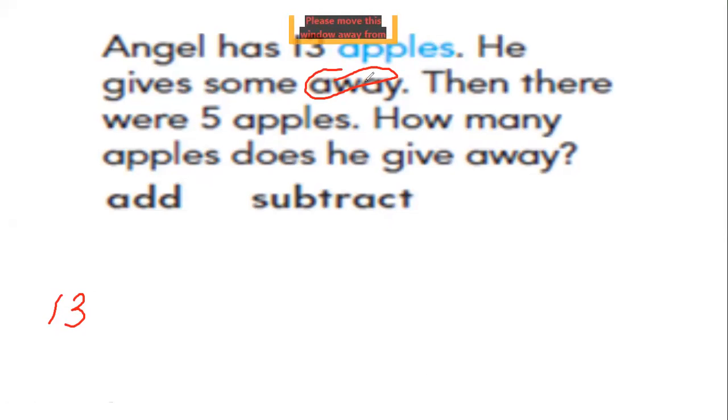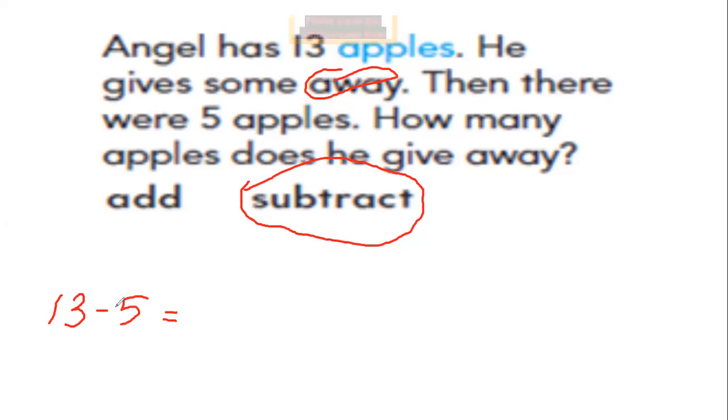So that means away. Away means it is subtraction. So we have to do the subtraction. Away, give away. So we are not putting together, we are taking some away. So 13 minus 5 equals, we are going to do the backward counting. 13 in the mind and 5 in the hand. So backward counting, or you can draw and you can do it.